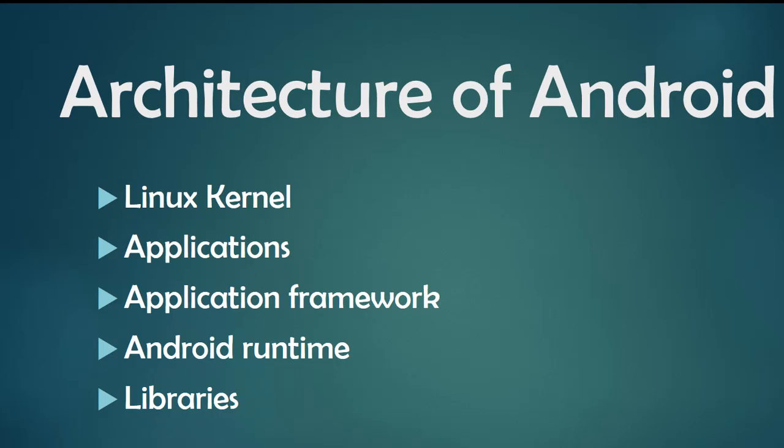Now let's talk about the architecture of Android. The Android OS is roughly divided into a few sections, and they are also categorized into layers. And here I have mentioned some of those layers. So we have the Linux kernel, applications, the application framework, and the Android runtime and libraries. This is how Android is layered.